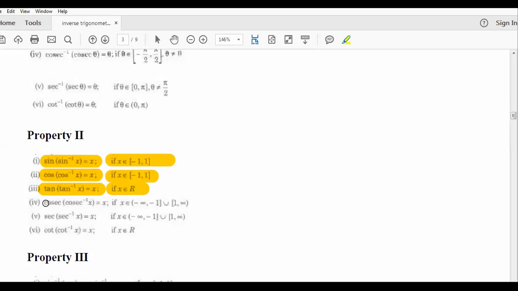Okay. Now cosecant of cosecant inverse x. In this case, x is from -infinity to -1, or 1 to infinity. So we have to leave out the interval between -1 to 0 and 0 to 1.